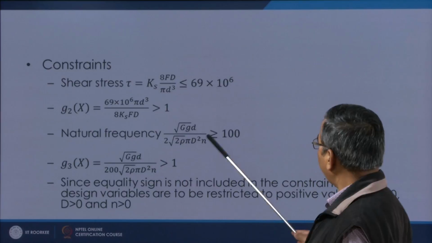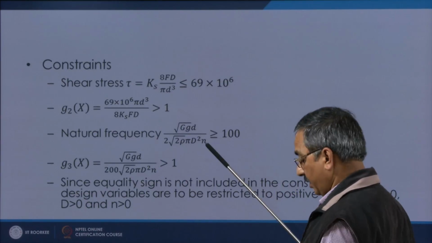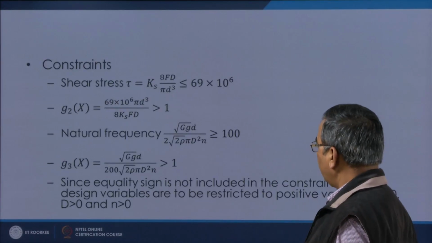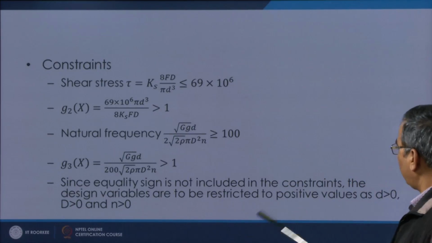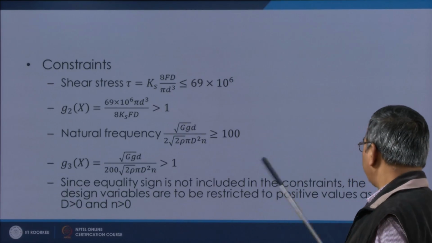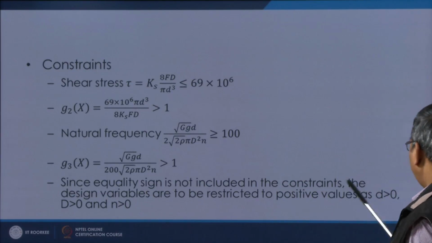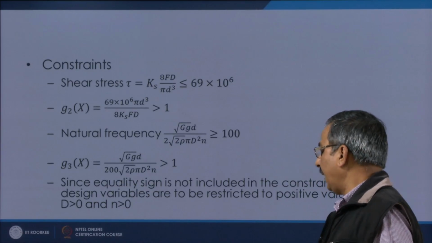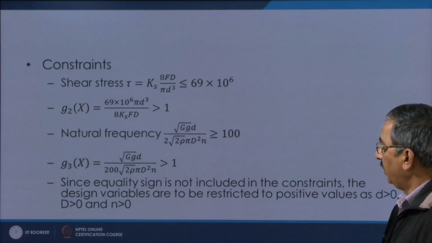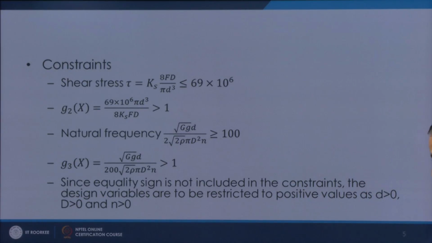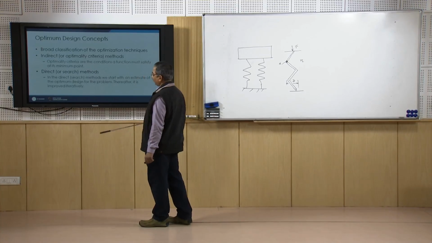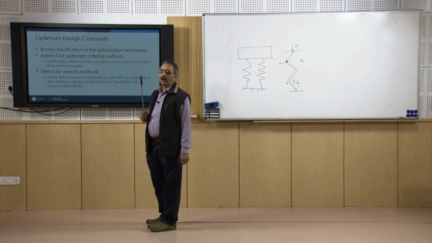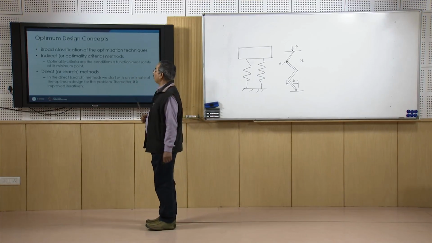Now, here you can see that in these constraints and the previous constraint, we have not considered the equal to sign. So, since it is not included in the constraint, the design variables have to be restricted to positive values, that is the diameter cannot be negative, small d, capital D, and n cannot be negative. So, these values have to be taken more than 0. Now, this is how we can formulate the problem by writing the design vector, optimization function, and the constraints.